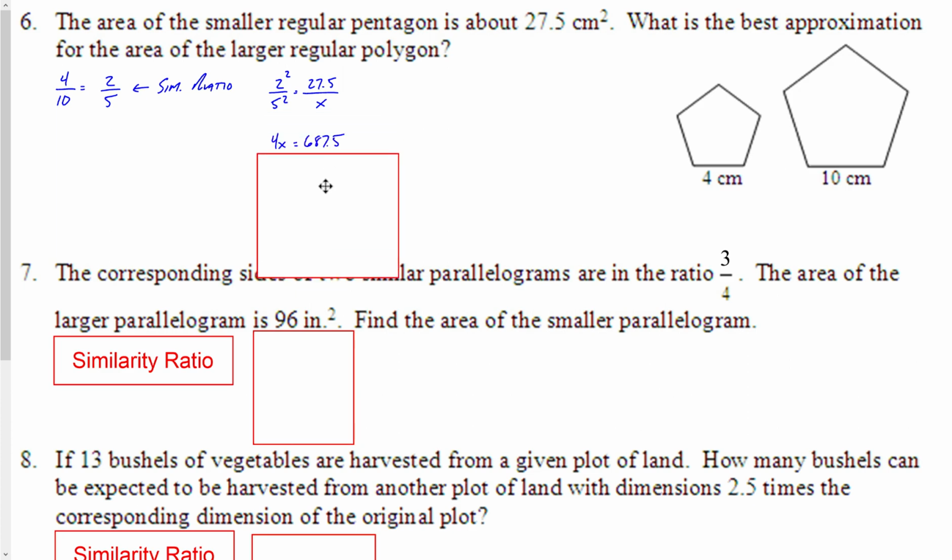So now you would just cross multiply. And then when you solve, you would find that the missing area would be 171.875 square centimeters. Now again, it's an area, so you have to make sure you have your square label, or your label of using square units with your answer.